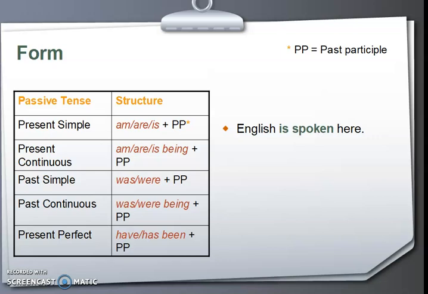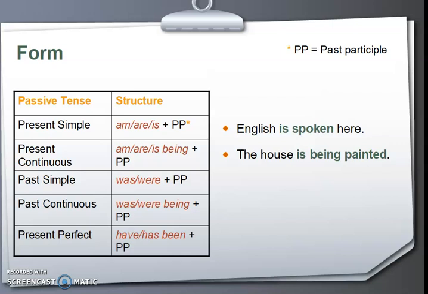Present continuous tense, am, is, are plus being plus past participle. In a sentence, the house is being painted. The house is being painted right now, at the moment. Okay.